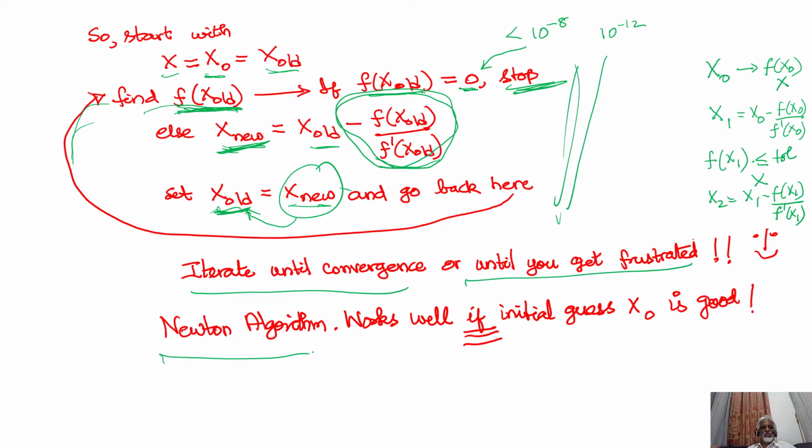And Newton's algorithm is great. It works well if the initial guess x naught is good. If the initial guess x naught is bad, it might not converge. The Newton algorithm has some beautiful properties like quadratic convergence. That means very fast convergence, but it is based on the assumption that we have a very good initial guess. Industry folks often have good initial guesses, because they have engineering knowledge, so they usually start with good initial guesses.